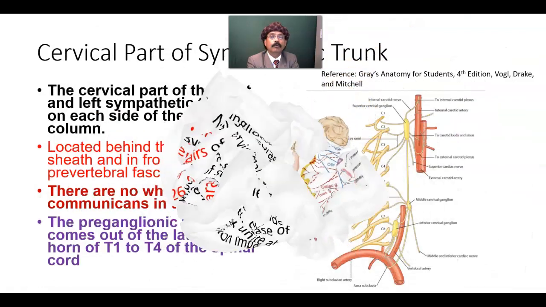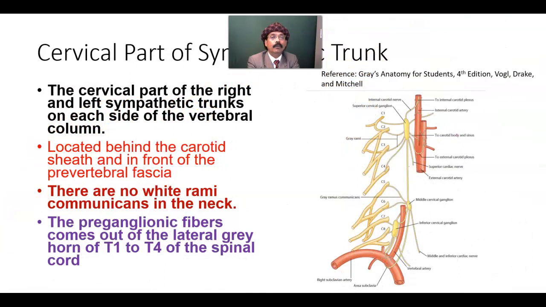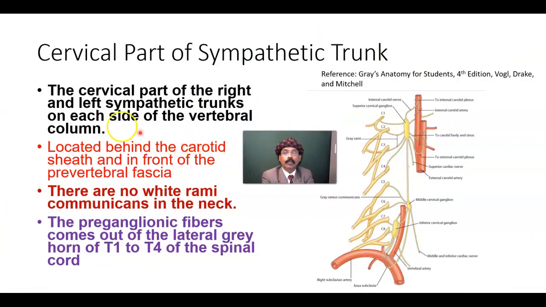Now continue from here: the cervical part of the sympathetic trunk. We find the right and left sympathetic trunks on each side of the vertebral column, located behind the carotid sheath. The carotid sheath contains the common carotid artery, the vagus nerve, and the internal carotid artery. So the sympathetic chain of ganglia is behind it, but in front of the prevertebral fascia. Behind the prevertebral fascia, we have muscles.